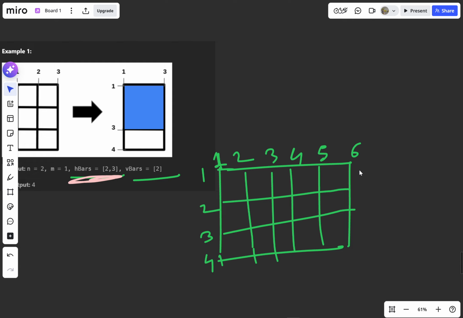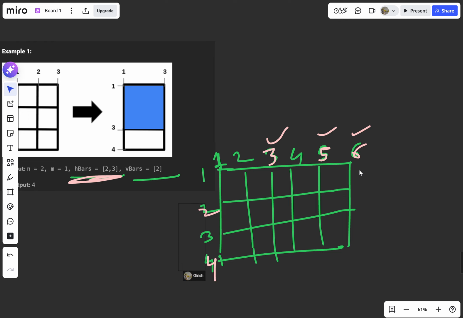Now, the hBars array does not contain all the horizontal bars. The hBars array only contains the bars which we can remove. All other bars will be fixed, and we cannot remove them. So let's say in hBars we have these ones, and in vBars we have these ones. Let's take as an example 3, 5 and 6 we can remove, and 2 and 4 we can remove.